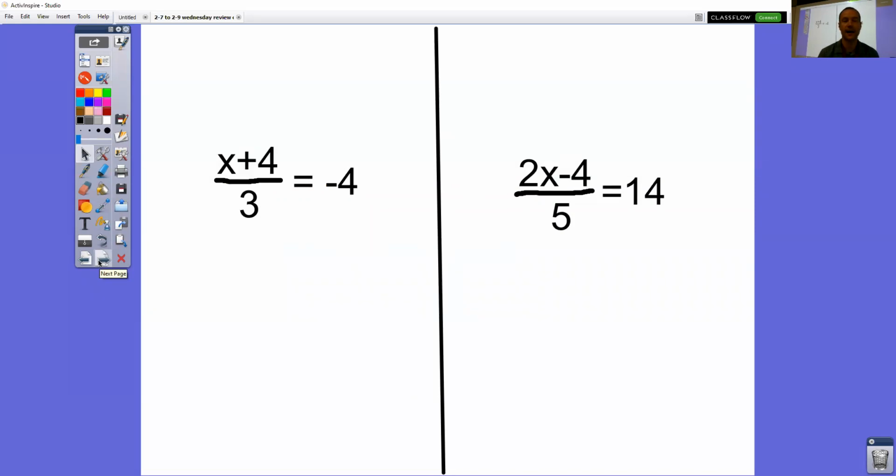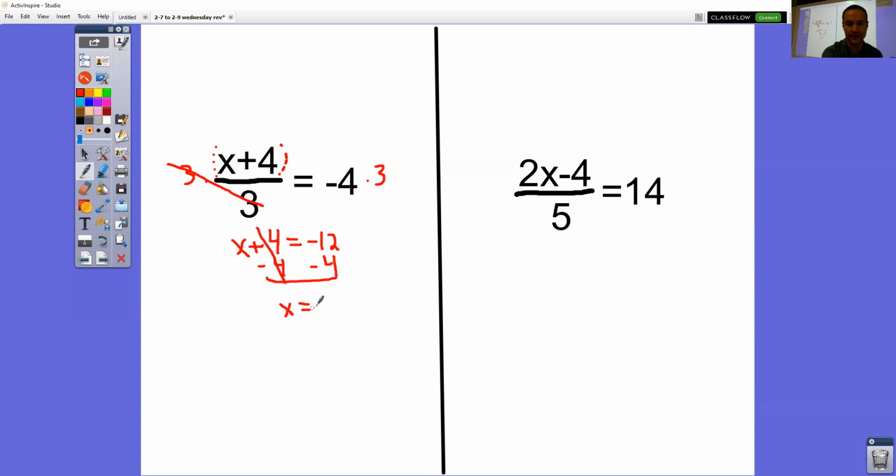When you have an operation in the top part of the fraction, you need to get rid of that divided by first. So if we take a look at this first one, there's really an invisible set of parentheses around the x plus 4. So you need to get rid of this divided by 3 first by doing times 3 and times 3. Those 3's cancel out. So you have x plus 4 equals negative 12. Now it's just a one-step equation, so minus 4, and you end up with an answer of x equals negative 16. Go ahead and try that next one on your own, please.